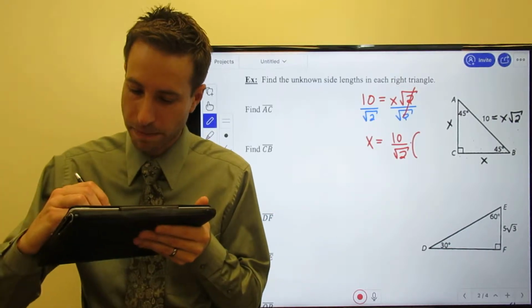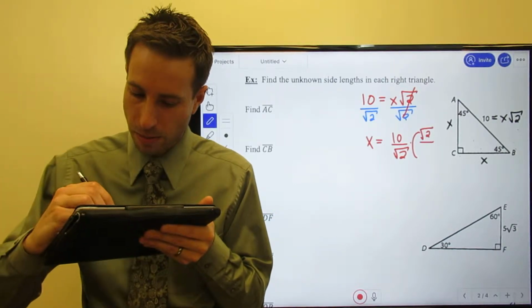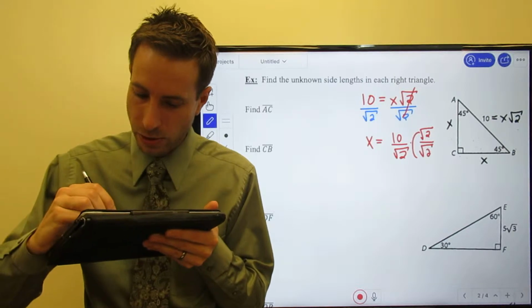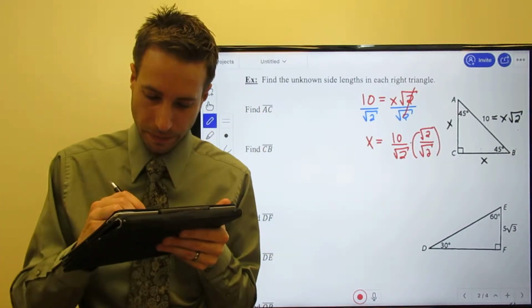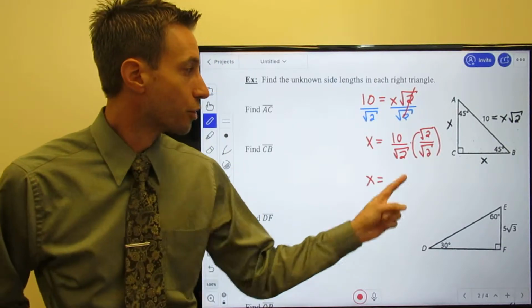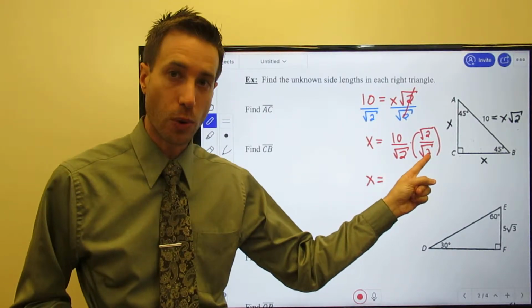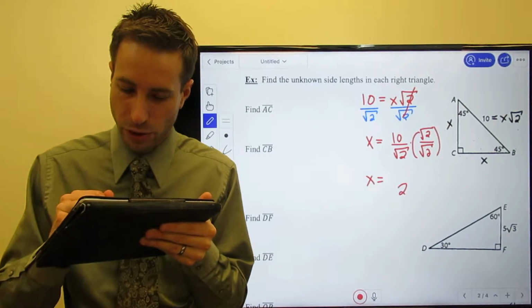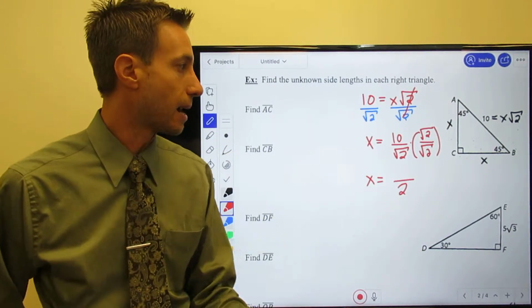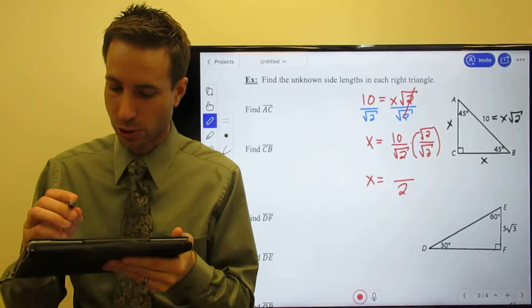So I'll multiply the top by the square root of 2. Multiply the bottom by the square root of 2. And then a beautiful thing happens. The square root of 2 times the square root of 2, the square roots cancel each other out, and you're left with just a 2. In the top, you would have 10 times the square root of 2.